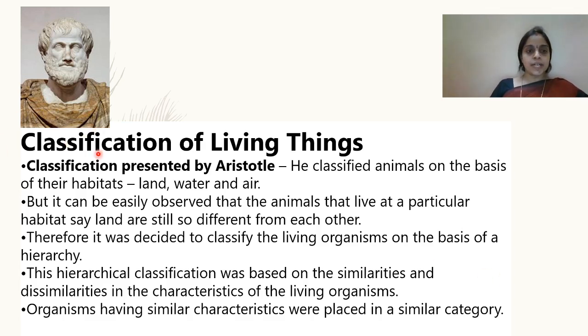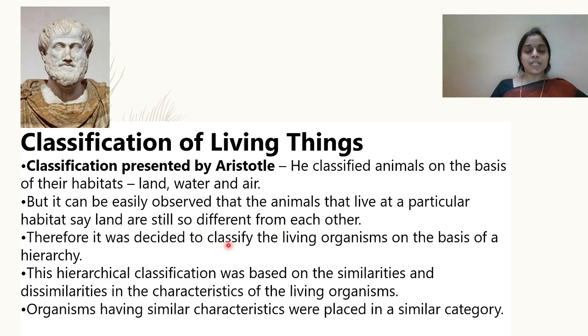Classification of living organisms was first given by Aristotle. He classified animals on the basis of their habitats: land, water, air. But it can be easily observed that animals that live in a particular habitat, say for example land, still show some differences from each other. So they are different from each other.